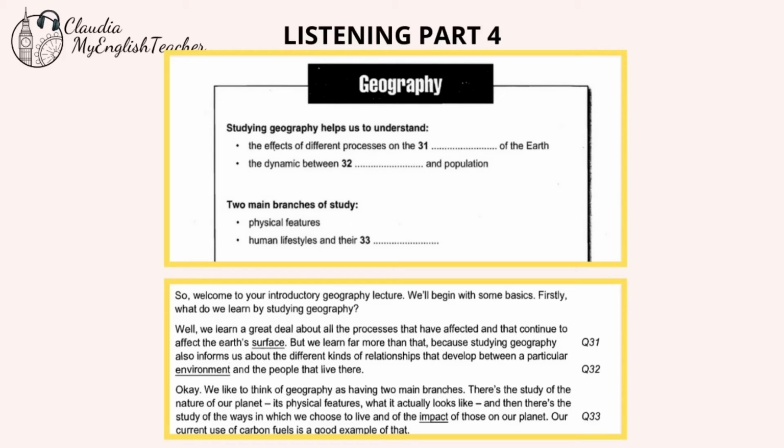The same thing happens for 33, where the question says human lifestyle and there. And that paragraph says, "Okay, we like to think of geography as having two main branches. There's the study of the nature of our planet, its physical features, what it actually looks like. And then there's the study of the ways in which we choose to live and of the impact of those on our planet." So, what are they using? Are they using physical features, which guides us onto our question?